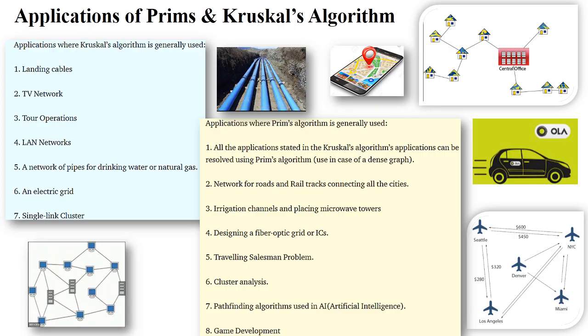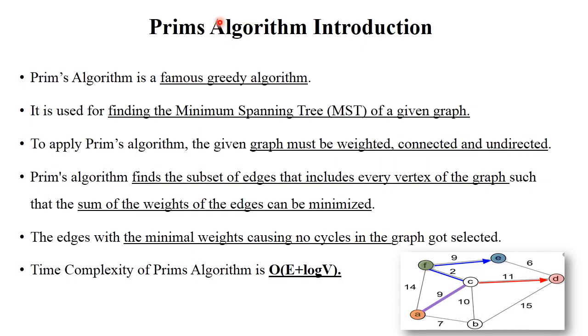So the first algorithm is Prim's algorithm. Prim is the name of the scientist. Prim's algorithm is a famous greedy algorithm. What is meant by greedy algorithm? The algorithm which finds the shortest path between source and destination. All such algorithms are called greedy algorithms, which are used for finding the minimum spanning tree of the given graph.